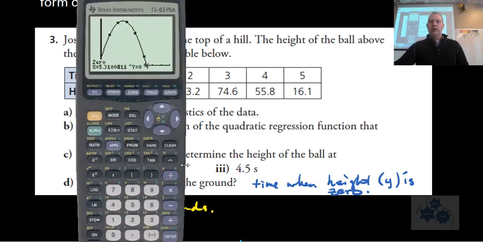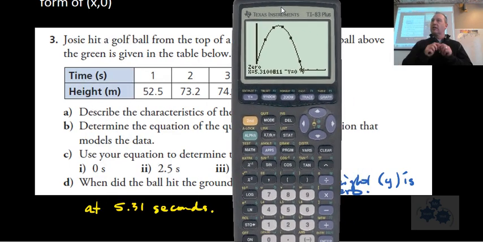Okay? So understanding what the x-axis means in the question, that's time. And what the y-axis means in the question, that's the height of the ball above the green. So we're assuming that the ball hits the ground when it hits y = 0 height. And that's how you find it. Okay, any questions?